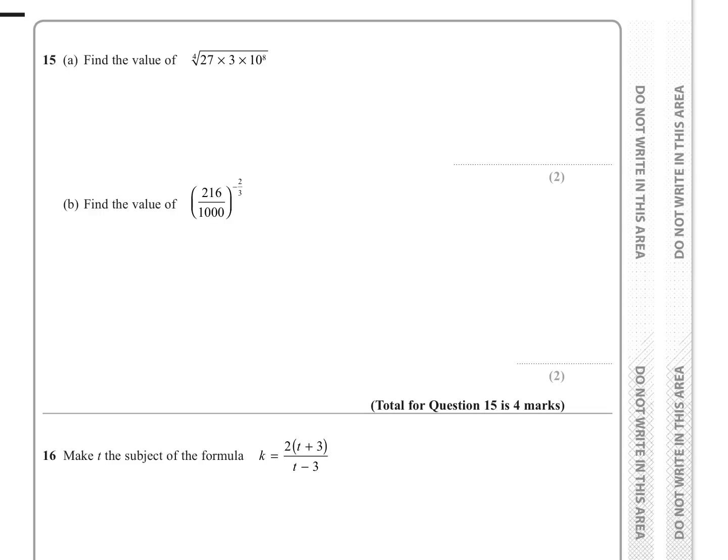Question 15. We've got to find the value of this numerical expression, and we're looking at the 4th root of some number in here, which we can also write as to the power a quarter. So we could do 27 times 3, which is 81, and then just write that as 81 times 10 to the 8.